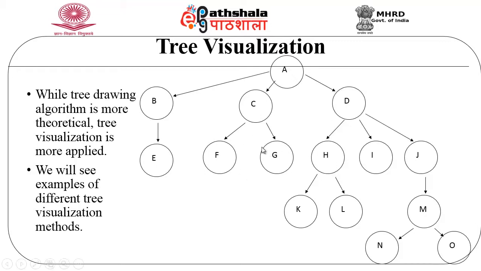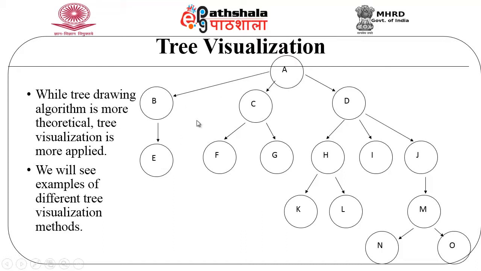This is one such methodology for visualizing a tree. You can see there is a parent node given the name A, and this A has child nodes B, C and D. Similarly, B has a child node E. E is called a leaf node of the entire tree. E, F, G, K, L, N and O represent the leaf nodes of the entire tree. A is called the root node of the entire tree.